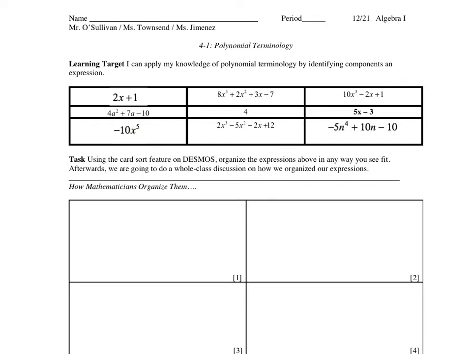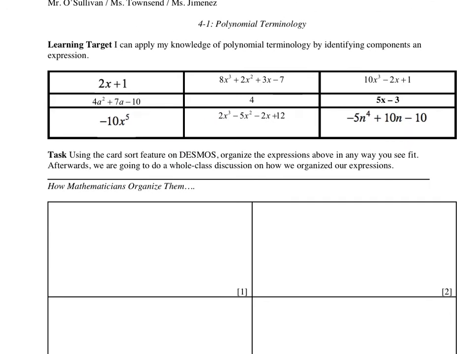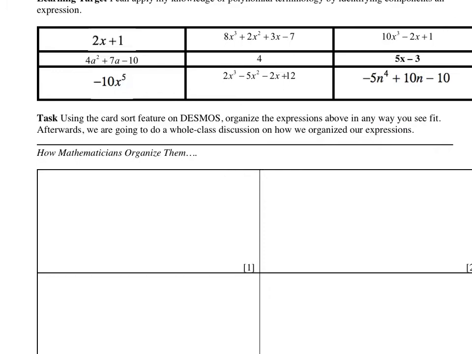So the first thing we're going to be doing is, we have all these expressions at the top of our note sheet. So here's your task. Using the card sort feature on Desmos, organize the expressions above in any way that you see fit. Afterwards, we're going to do a whole class discussion on how we organized our expressions. So make sure you do that Desmos activity. The cards are already typed. You just have to organize them in the way that you think makes sense.